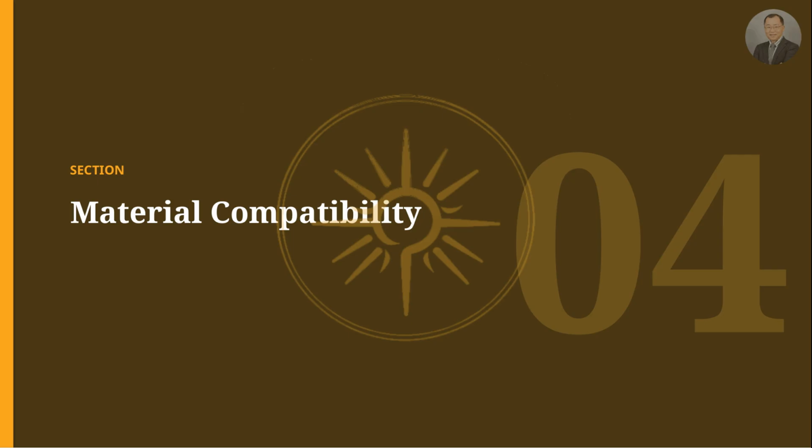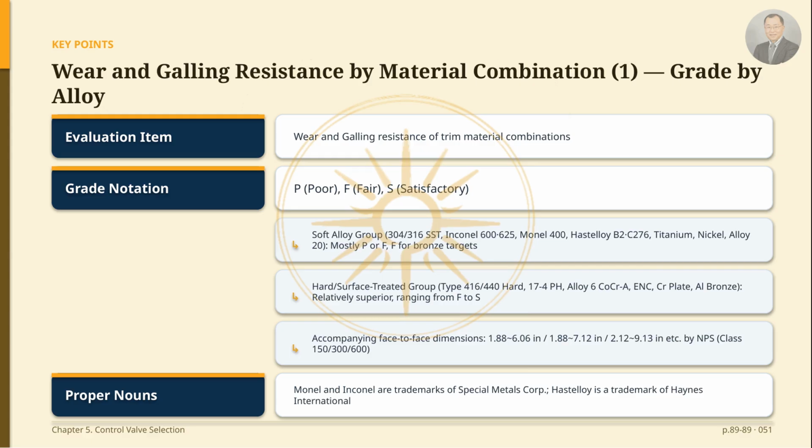Next, we turn to material compatibility. I would like to introduce the wear and galling resistance chart for control valve trim material combinations. This chart evaluates resistance to wear and galling, a phenomenon where surfaces stick and become damaged when two materials slide against each other. There are three ratings: P for poor, F for fair, and S for satisfactory.